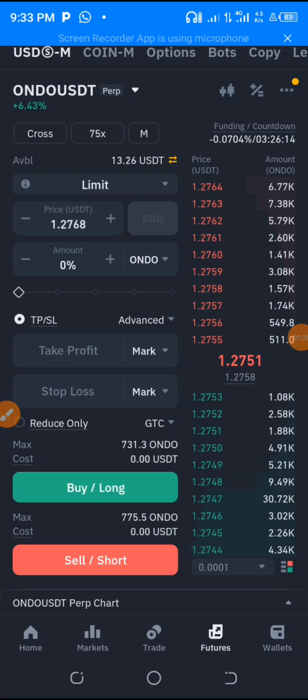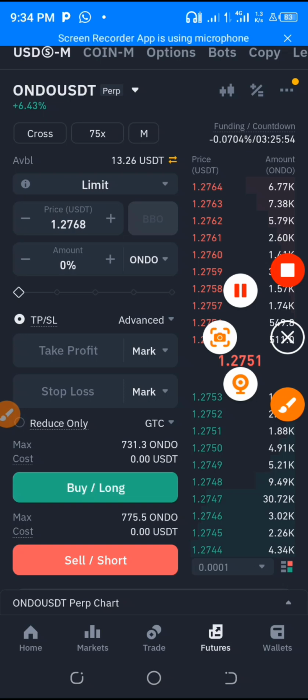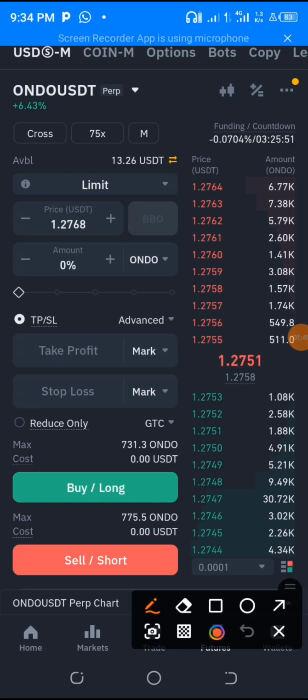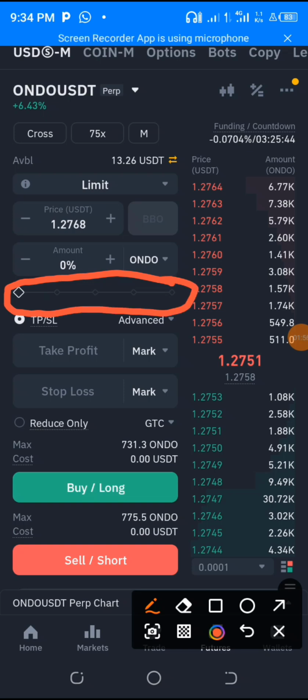Now we need to know how to set our trade on 1% of our capital. How much capital do we have in this account? This account has $13 as capital. So in order to set your trade at 1%, you need to look at this arrow. You need to come down here. This is where you determine how you manage your risks, depending on how much percentage of your capital you want to use to enter that trade.